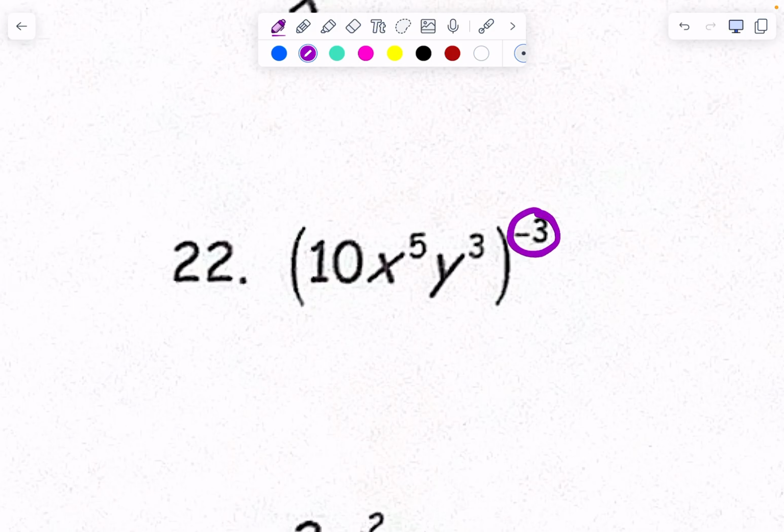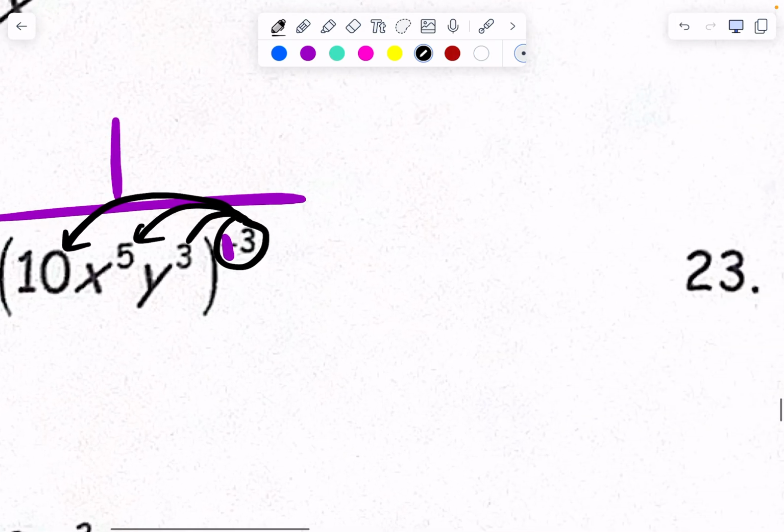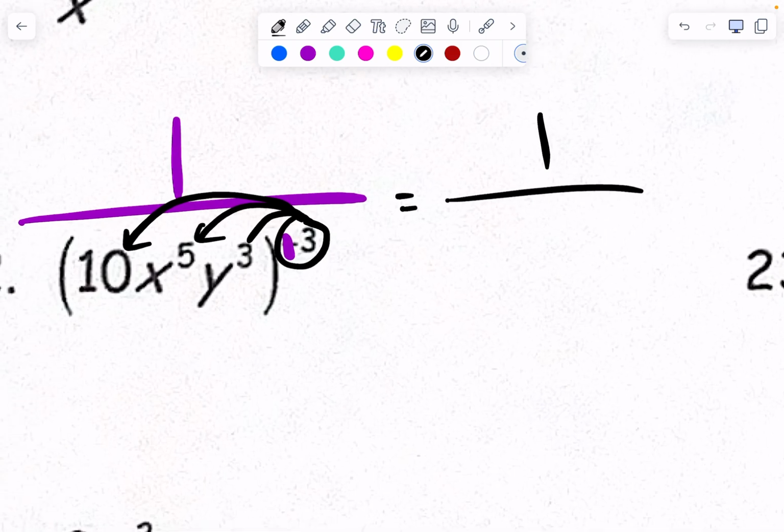If I want to fix this 3 to begin with, I'm going to go 1 over this to the positive 3rd power. You see how I fixed that 3 to begin with? I move them to the bottom, so now everything's on the bottom. Now what? Now distribute to the third, to the third, to the third. 1 stays on top, he's just chilling, right? What is 10 to the third power? 1,000. 1 with 3 zeros, right?